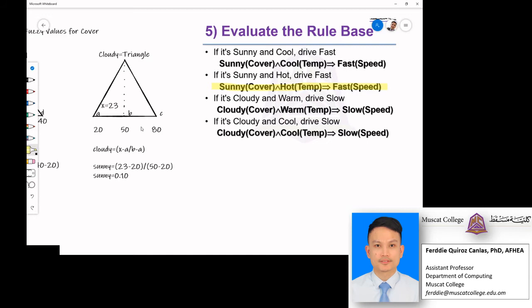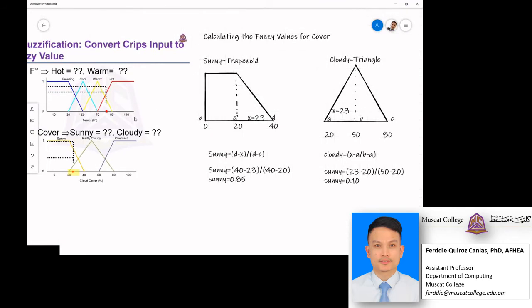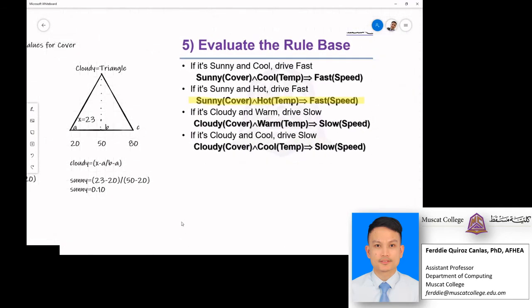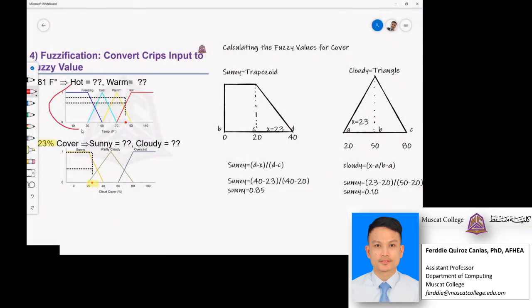Okay. Next, what's the next one? The next one is warm and cloudy, right? So we have cloudy and warm. We're going to select this one. Note this one and this. You just have to look at this, and this one and this. These are the combinations that we have: hot and sunny, and warm and cloudy.